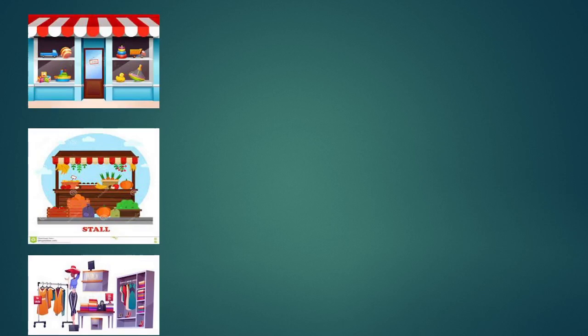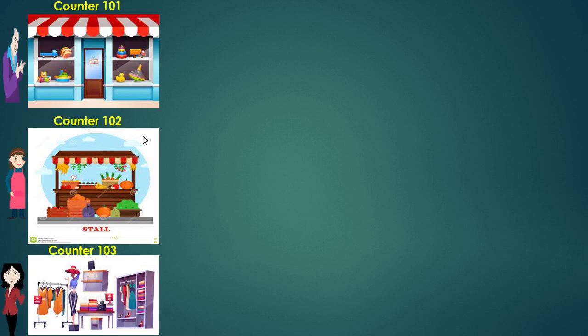So the first thing, assume that there are three counters in the shop. The first is toys, the second is vegetables and fruits, and the third one is cloth. There is a separate salesman for each counter, and each counter is numbered. It might be the names or it might be the number. Here it's number 101, 102, and 103.